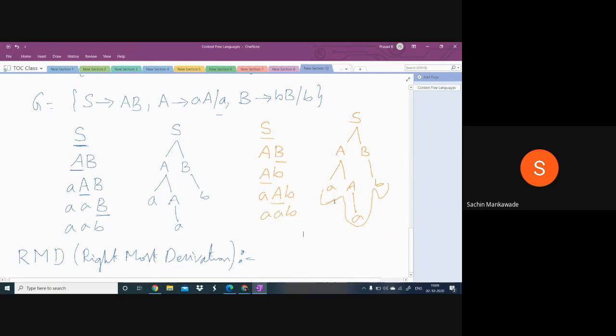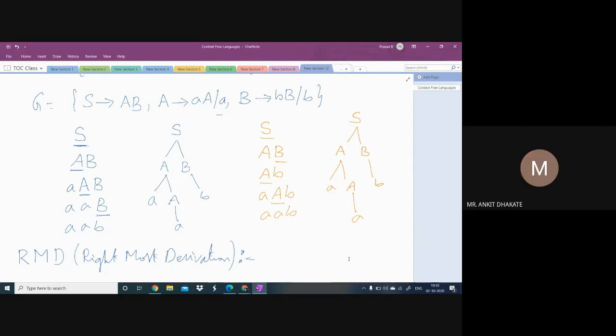Now copy this derivation and derivation tree. I have dictated the definition: if we apply a production every time to the rightmost non-terminal only, it is called rightmost derivation. Now take this example. For the same grammar and the same string, we have done RMD. Okay, done?